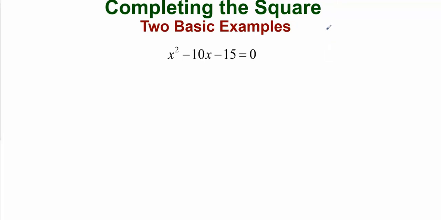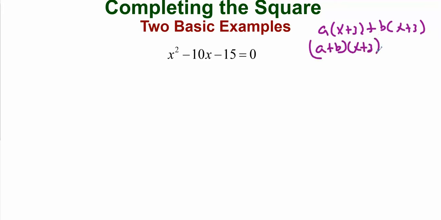Now, completing the square involves a couple of definitions that we're going to use. One of the definitions is our distributive property, like something like this. And I have b times x plus 3. So our distributive property allows us to do the a plus b times the x plus 3. Now this is going to be hidden in there.